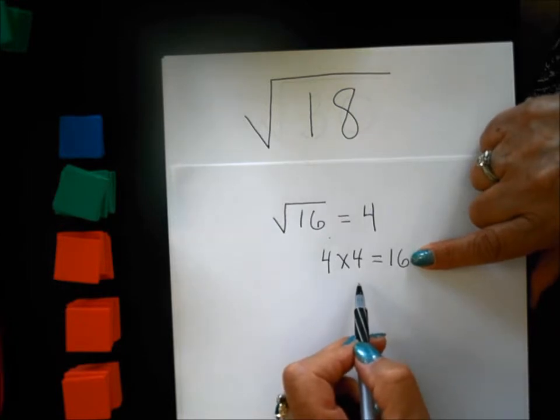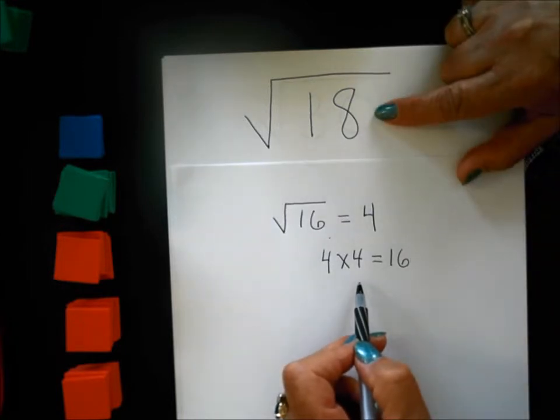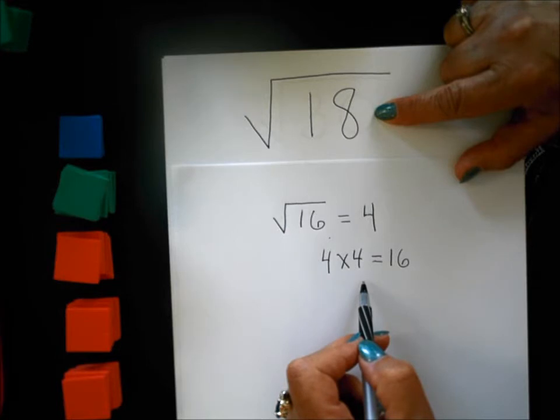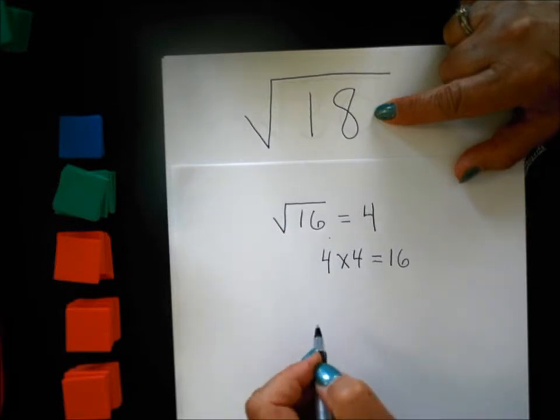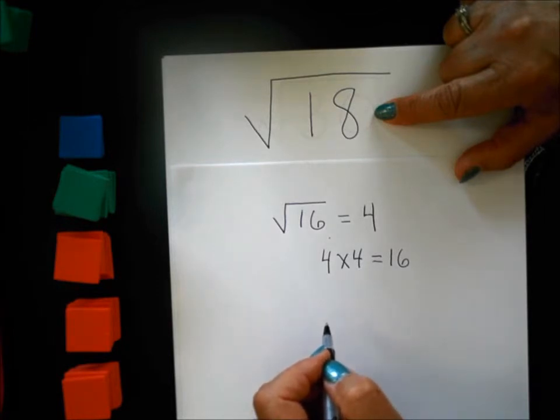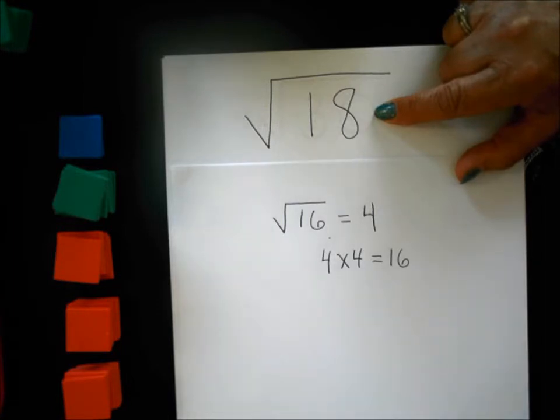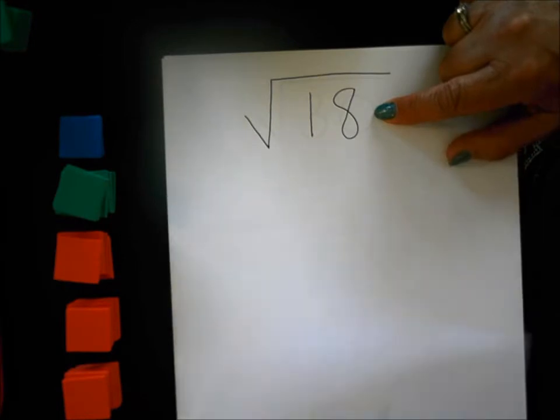Not every number is a perfect square. The square root of 18 is not a perfect square, so we have to estimate it. It's actually an irrational number. And believe it or not, there is no number that I can multiply to itself and get exactly 18. I can get pretty close, but I can never get exactly 18. Let's see how we can estimate that.